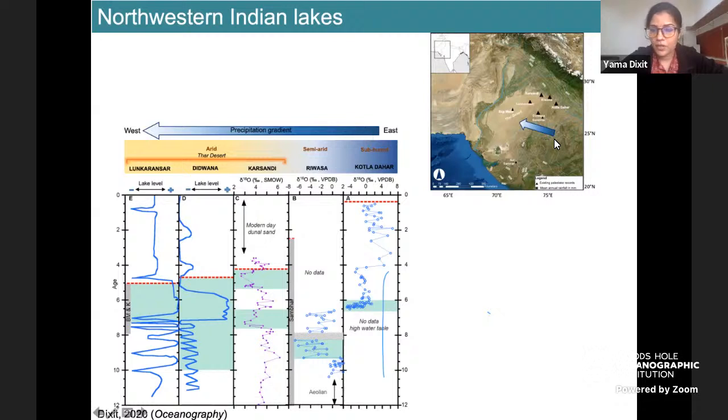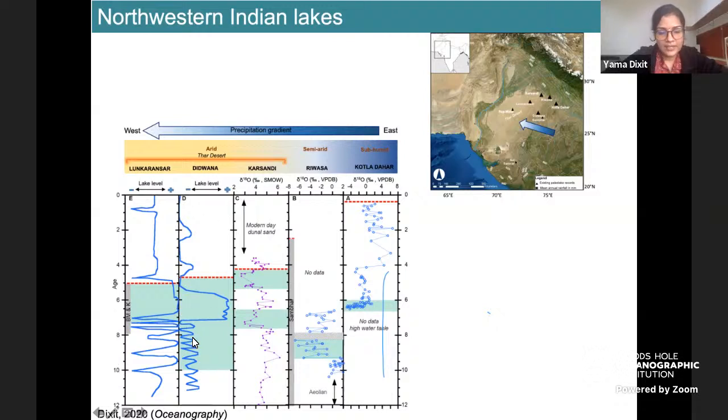So we're going from east to west, along the precipitation gradient. We have Kotla Dahar that I just showed you. It starts from 6.5 kilo years BP to present. Rivasa is here. There was alien sand and the top was disturbed, so it only comes up to 6.5. This one is actually till 6.7, 6.5, so they just meet basically. And Karsandhi is the massive sand and gypsum deposits that I showed you, so it's plotted on this age scale.